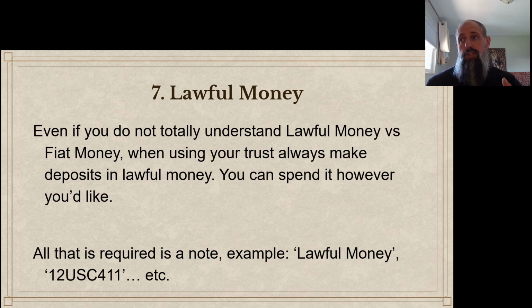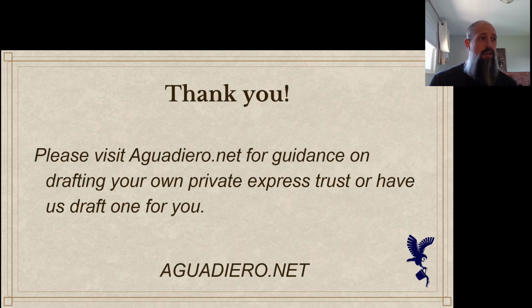So your Venmo, your wire exchanges, you can always put a note. So if you're putting money into the trust, make sure you take advantage of that this is a redemption of fiat money. So, all right, that was banking. That was all of it.